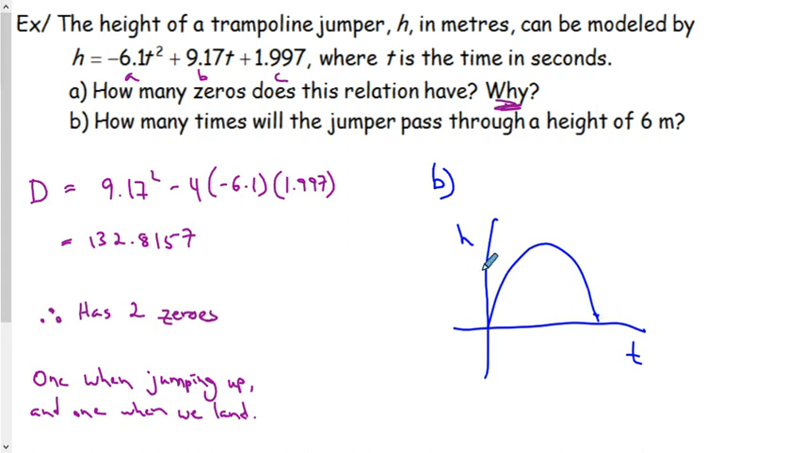So height is 6 meters. So let's say we have a height of 6 meters. Maybe it's right here. We'd hit it going up, and we'd hit it going back down. But what if 6 meters is not there, right? What if 6 meters is actually up here?